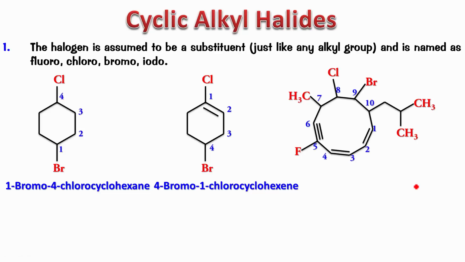Alright, so we got the numbering done. How do we name this? And remember, I always tell you that you must first name the parent. The parent is the most important part here. And the parent is a cyclodeca. It's a 10-member ring, okay? So it's got 2 double bonds and 1 triple bond. So it's going to be cyclodeca-1,3-diene-5-yne.